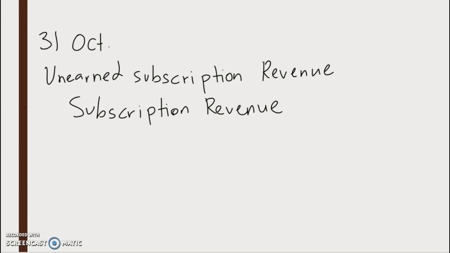So on the 31st of October, this is what you'll put in the adjusted journal entry. So it'll be unearned subscription revenue of how much? So 1,200 divided by 12 months, $100. So $100 and subscription revenue of $100 as well.